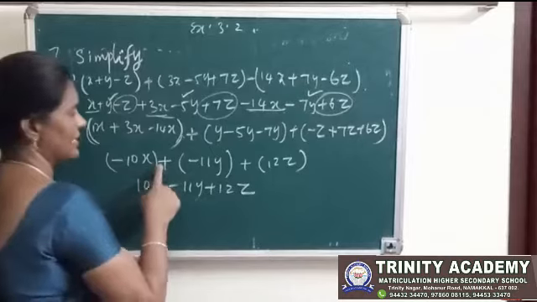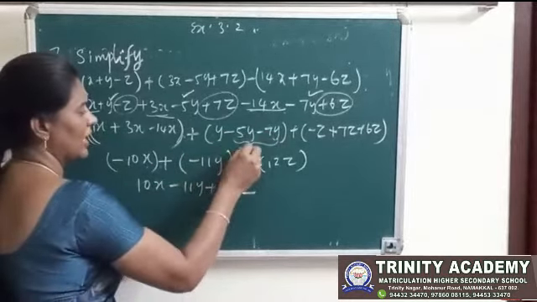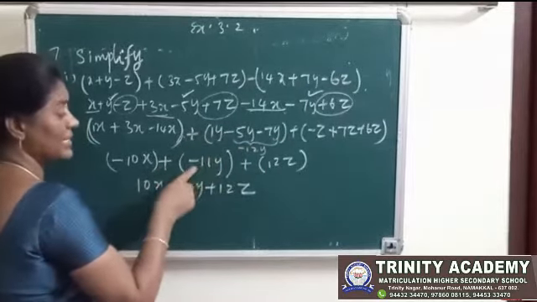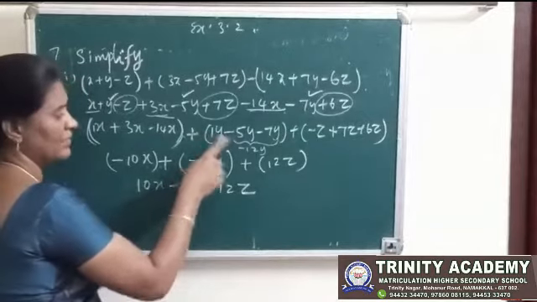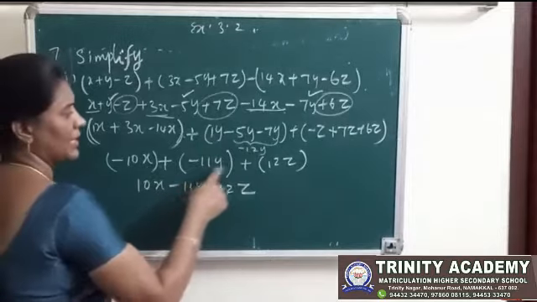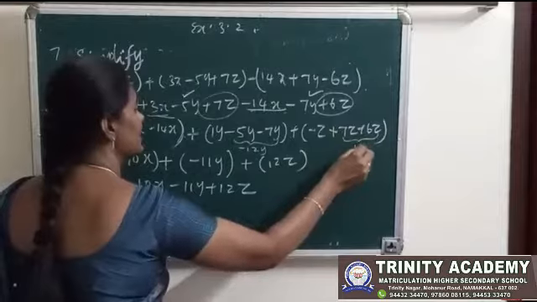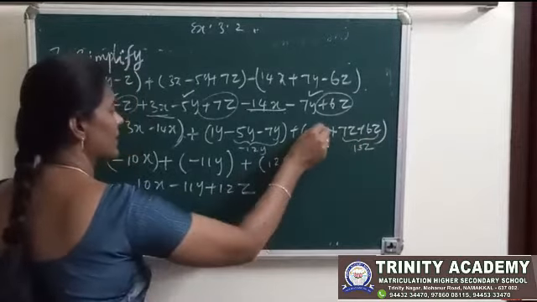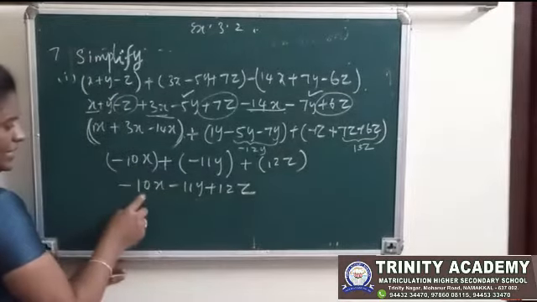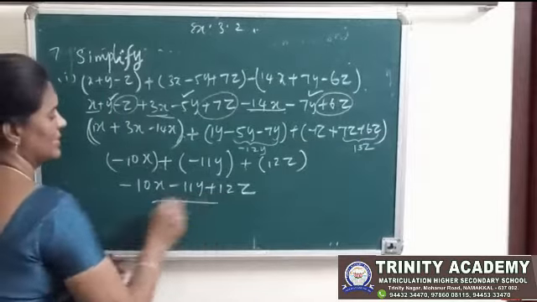Plus, this plus you write as it is. Here y, here minus 5y minus 7y. We add these two, we get minus 12y. Here this is 1y. 1y minus 12y is minus 11y. See here, we add this plus 7z and 6z is 13z. 13z minus 1z, 13 minus 1 is 12z. Now this minus 10x you write as it is. Plus into minus is minus 11y, then plus 12z. This is the answer.